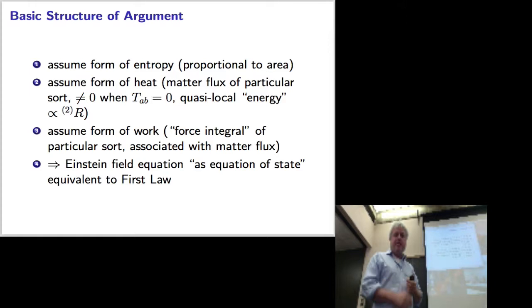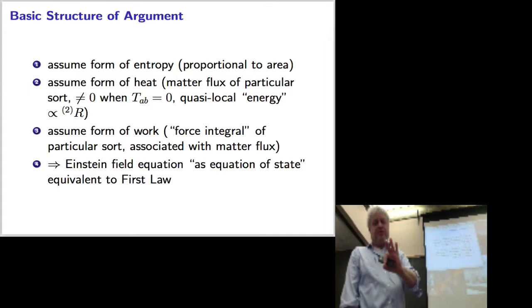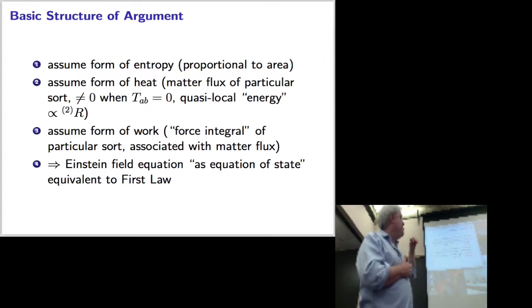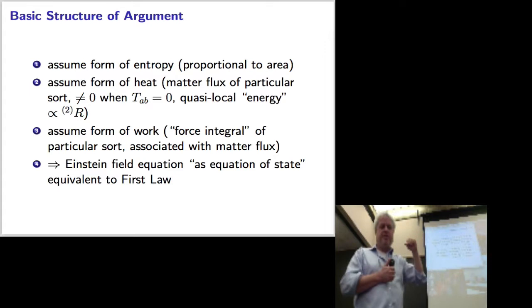This is one of the two main differences in Padmanabhan's approach with Ted's approach. It's a matter flux of a particular sort, but we can already see a profound difference here. It doesn't necessarily equal zero in vacuum space-time. In effect, Padmanabhan is assuming something like the Misner-Sharp energy. I mean, strictly speaking, that's well-defined only in space-time's spherical symmetry. But it's a slight generalization of the Misner-Sharp quasi-local energy.